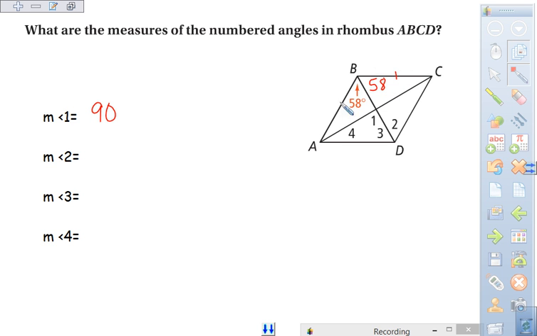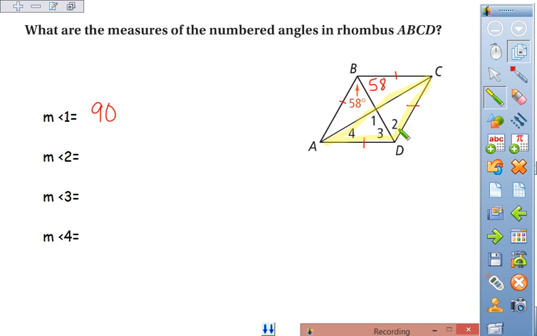And remember, definition of rhombus is going to give us all sides the same. So then this yellow triangle would be congruent to this other triangle that I did not color. So this big angle is 58 times 2, which is going to be congruent to 2 plus 3. And remember that this is an angle bisector, so 2 and 3 are also going to be 58.